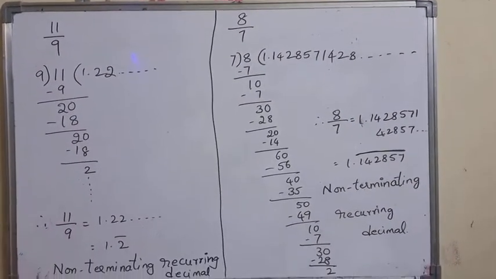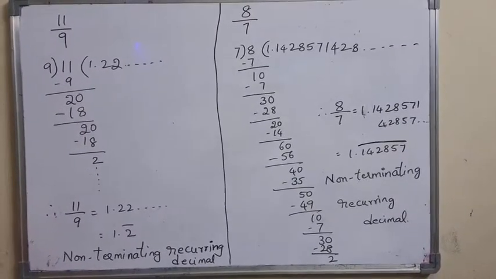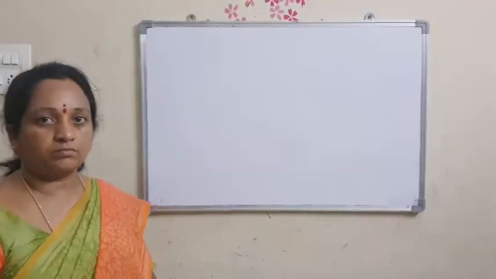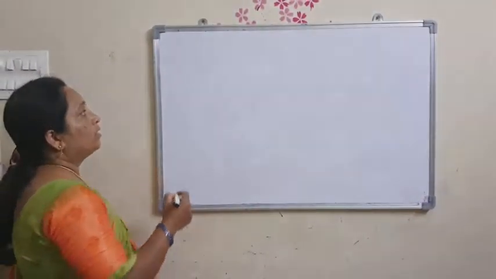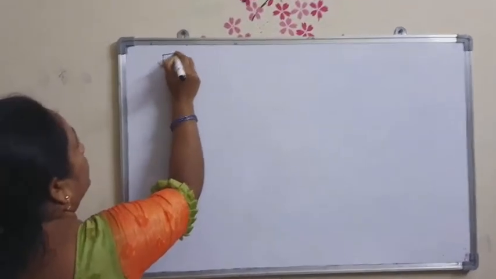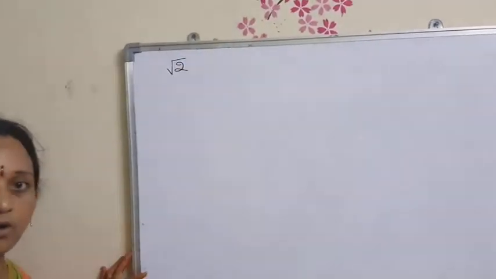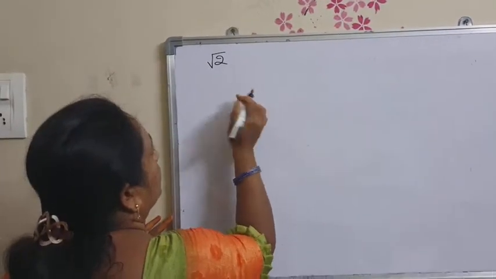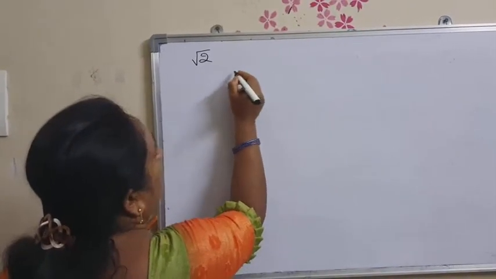Now let us see a few more examples which are non-terminating and non-recurring. Now let us see the value of root 2 by the long division method. You have learnt the long division method in your 8th standard, children.